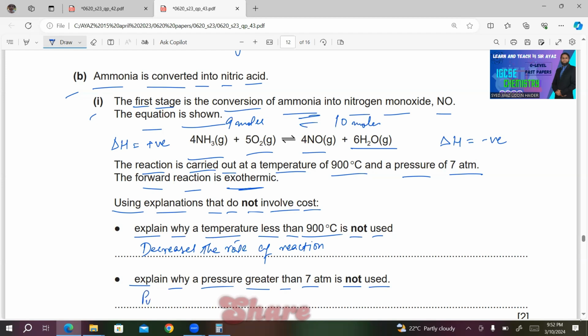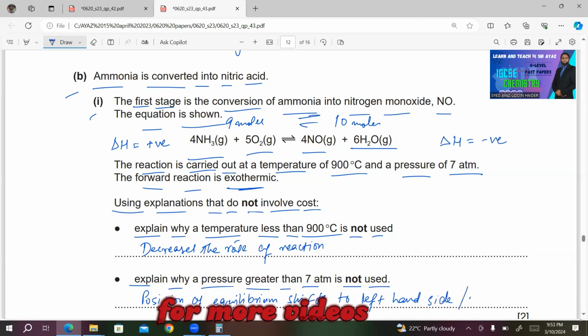Position of equilibrium shifts to left hand side or reactant side.